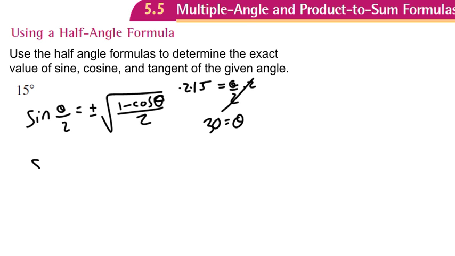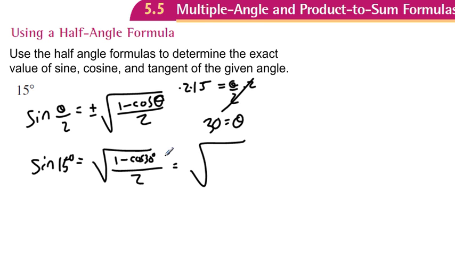Okay, so the sine of 15 degrees is equal to, since 15 is in quadrant 1, I know the sign is going to be positive, so I'm not going to do negative. I'm going to do the positive radical 1 minus the cosine of 30 degrees all over 2. Well, let's go ahead and simplify this. The cosine of 30 degrees is radical 3 over 2, and that's all over 2.